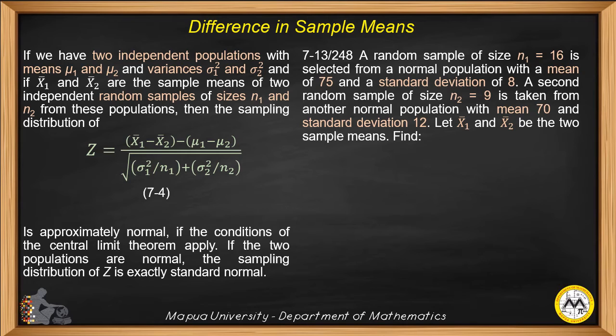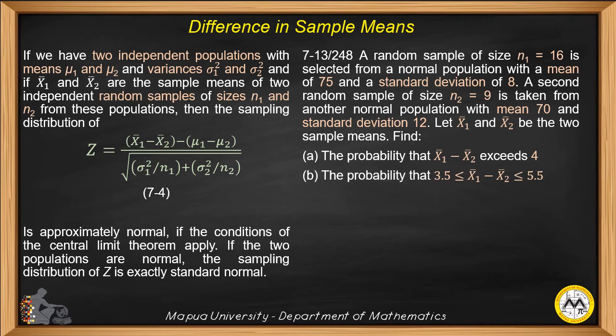So let's consider this. A random sample of size 16 is selected from a normal population with mean 75 and a standard deviation of 8. A second random sample of size n2 equal to 9 is taken from another normal population with mean 70 and a standard deviation of 12. Let x1 bar and x2 bar be the two sample means. Find the probability that x1 bar minus x2 bar exceeds 4. So we're looking for the probability that x1 bar minus x2 bar is greater than 4.